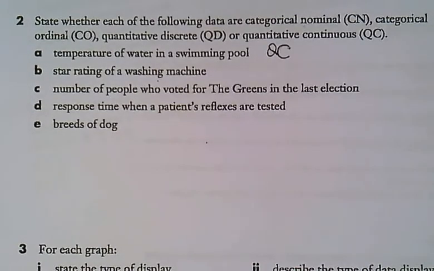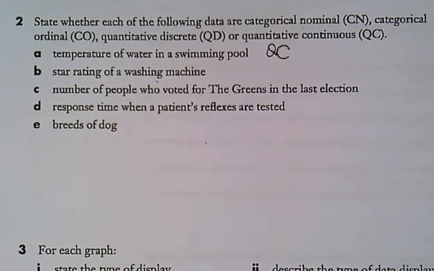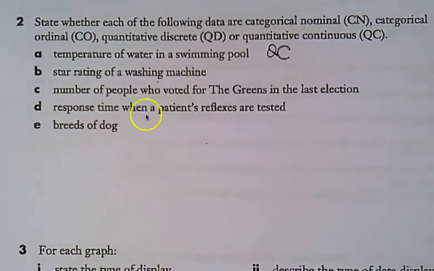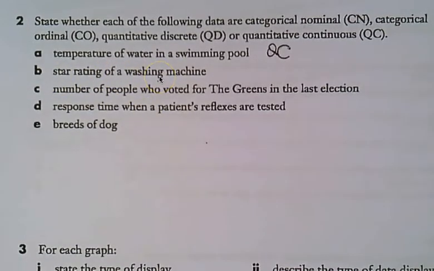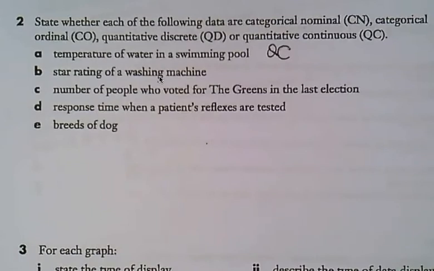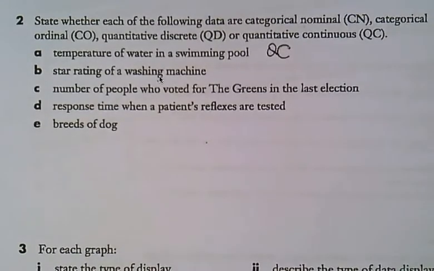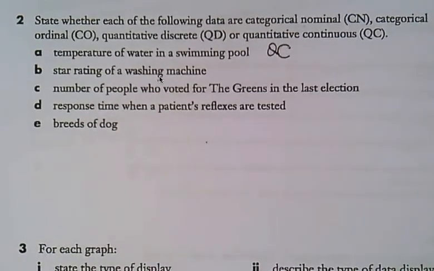Okay, star rating of a washing machine. You know how there can be 1 star, 2 stars, 3, 4, 5. Very tricky one. I know you can have 1, 2, 3, 4, 5 stars, but it does measure how energy efficient the machine is. So 1 star means not very energy efficient. Do you know what I mean? 5 star means it's very energy efficient.